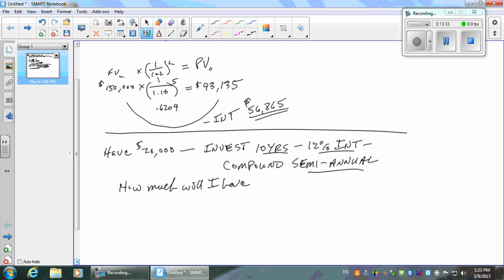How much will I have at the end of the 10 years? Calculate. That one's easy too now that you know the interest rate and the number of periods.